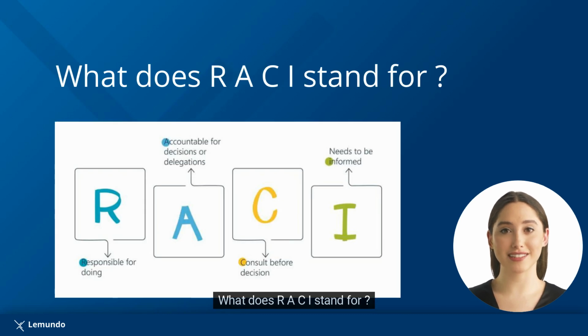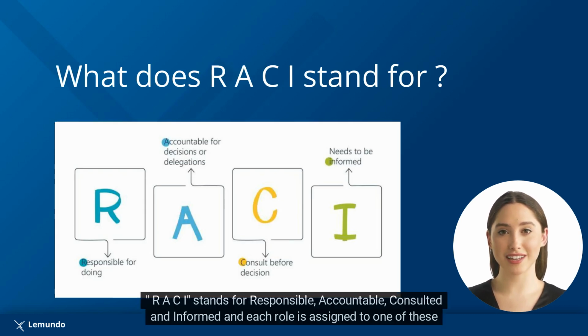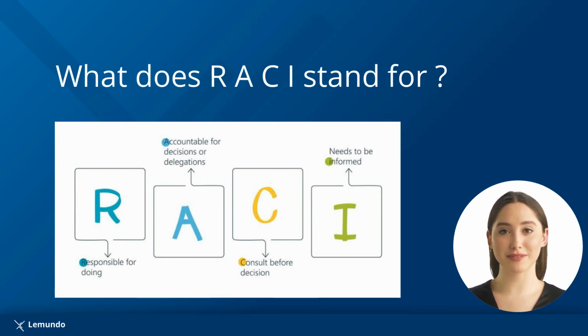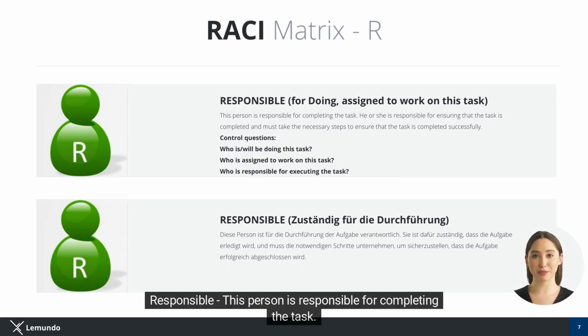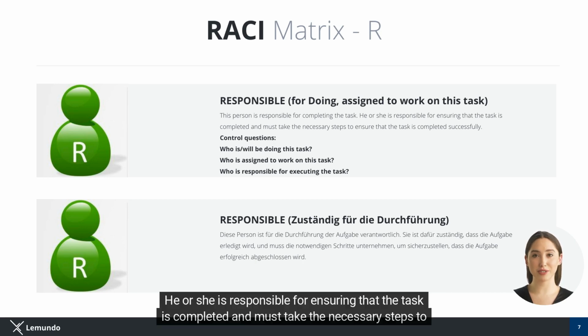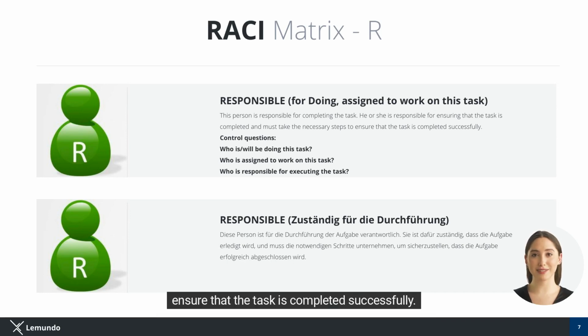What does RACI stand for? RACI stands for responsible, accountable, consulted, and informed, and each role is assigned to one of these letters. Let's look in detail. Responsible: this person is responsible for completing the task. He or she is responsible for ensuring that the task is completed and must take the necessary steps to ensure that the task is completed successfully.